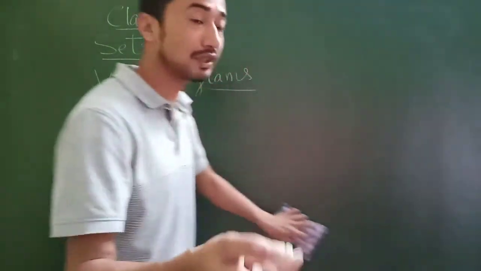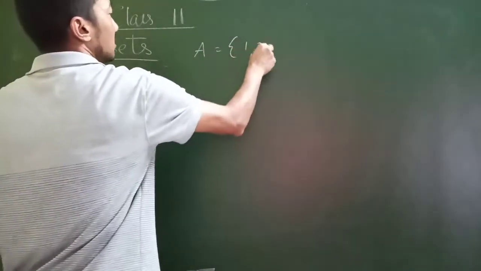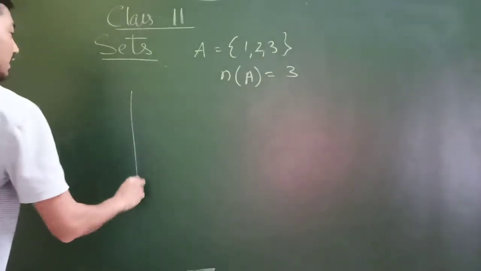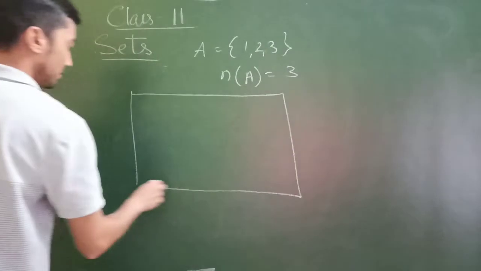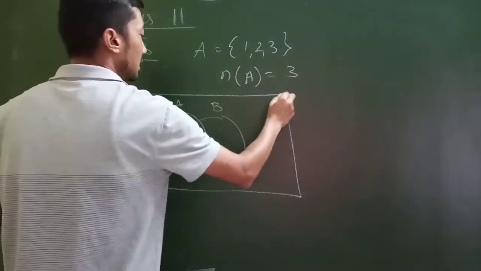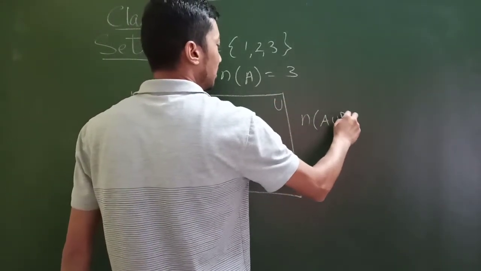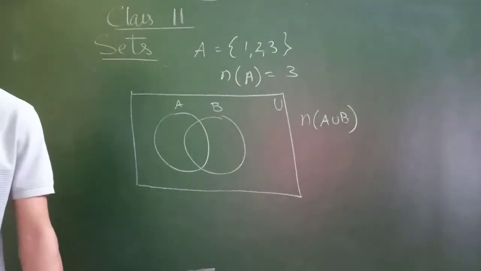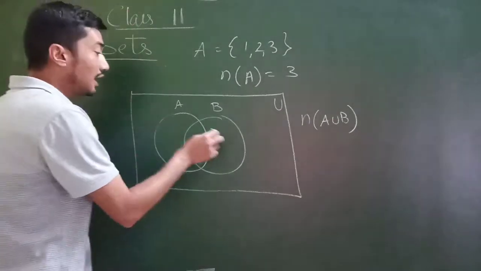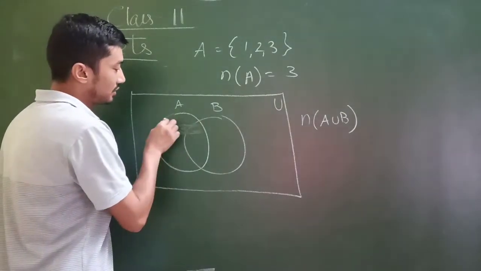The number of elements in a set is how we represent its size. For example, set A has 1 2 3, so the number of elements is 3. The Venn diagram has a very popular formula, the addition theorem formula. For A union B, the number of elements in A union B is what we want to represent, combining A and B into one region.